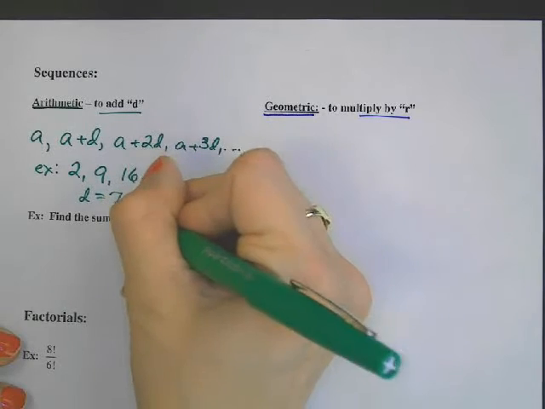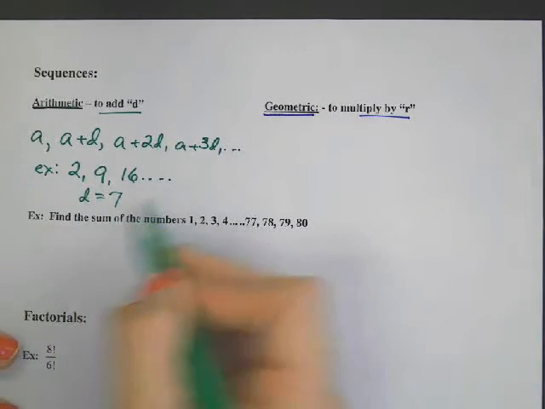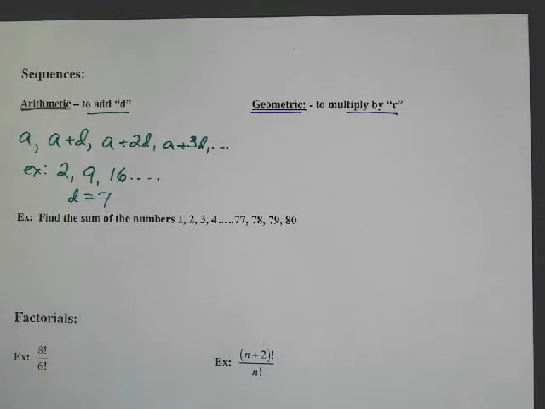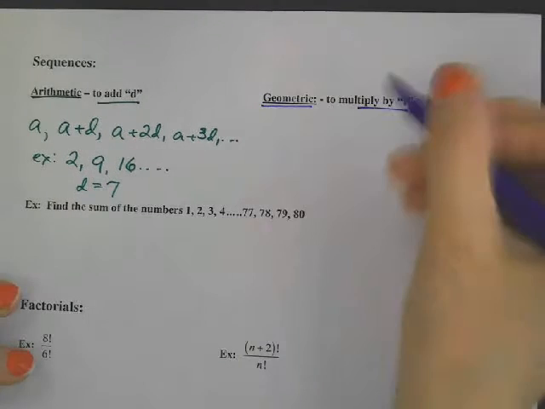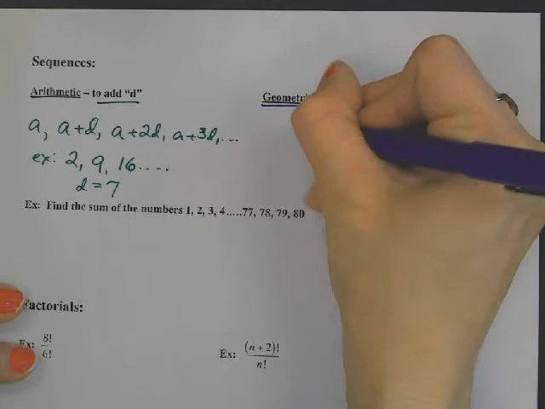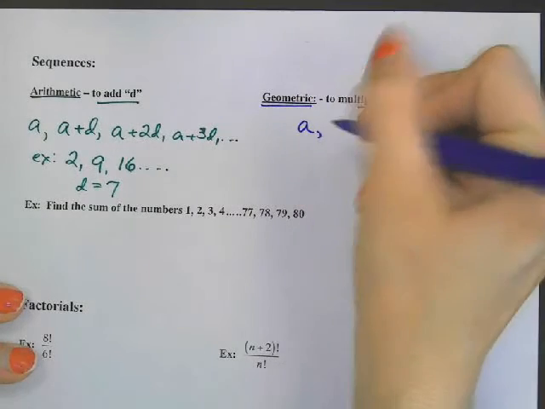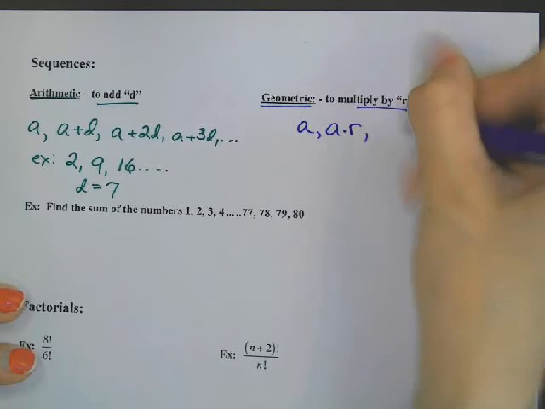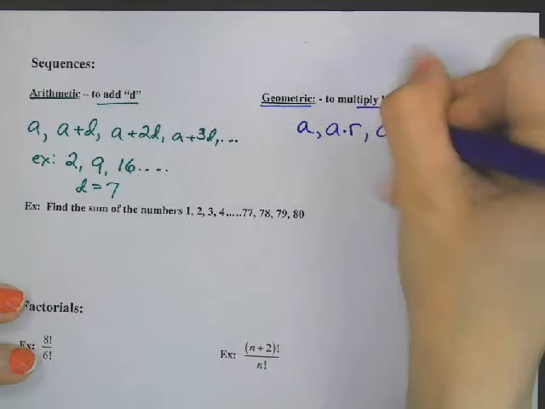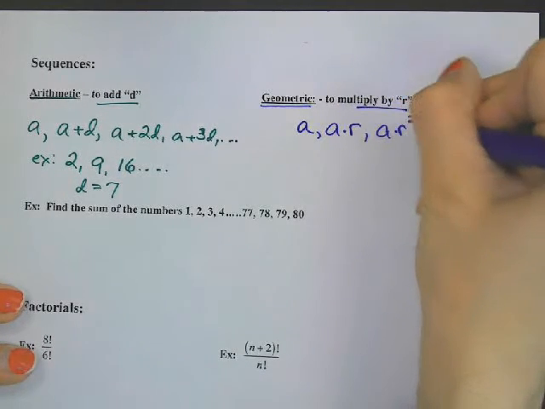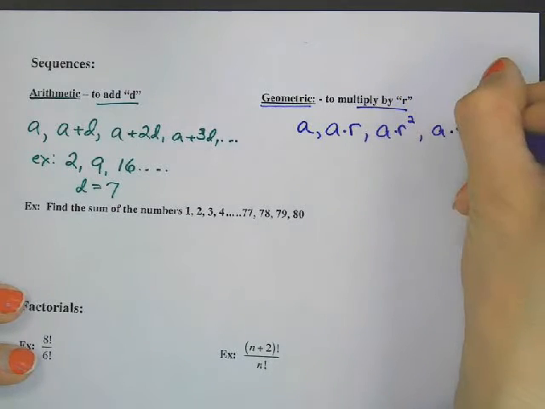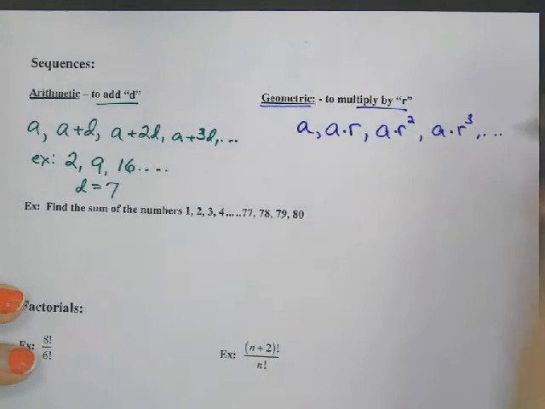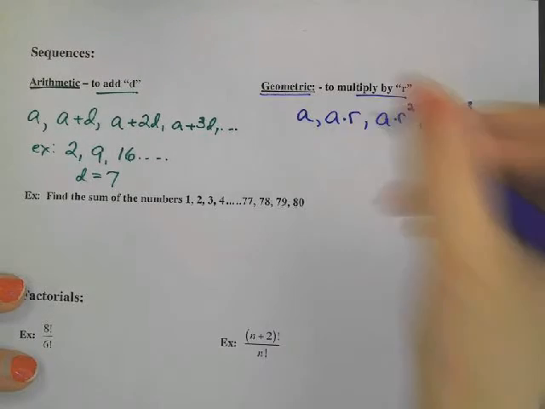That's right, 7. Okay, it also could be subtract, which means your d would be a negative number since it's going down. Let's talk about geometric. So you take your first term, which is a. Then to get to the next one, it's a times r. Then to get to the next one, it's a times r squared, and then a times r cubed. Okay, so the idea here is multiply by r.